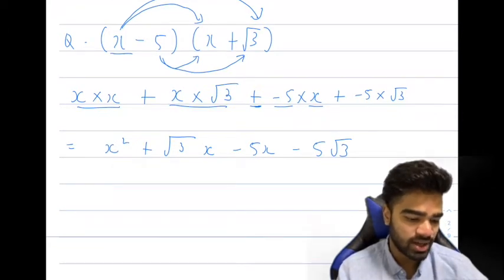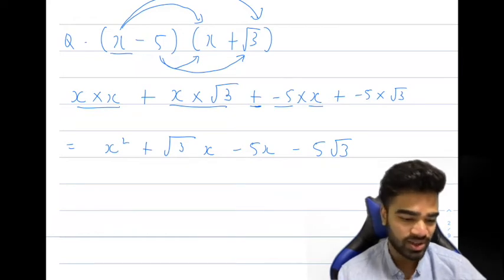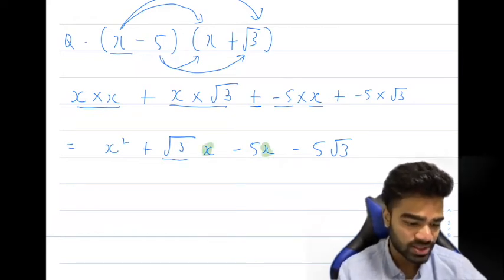So let's now collect our like terms. What are like terms, guys? Like terms are going to be anything with an x in it, right? So this one might be a little tricky for you guys to see, but you can see this has an x and this has an x. So what you have to do is just add both the numbers.